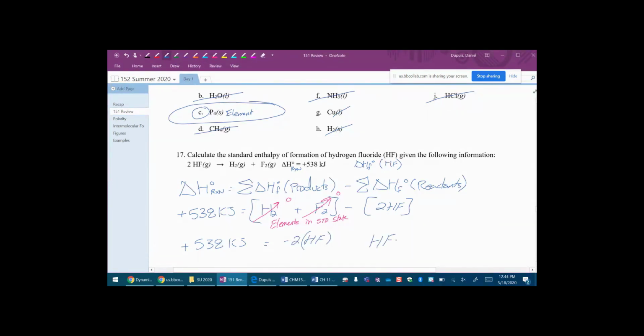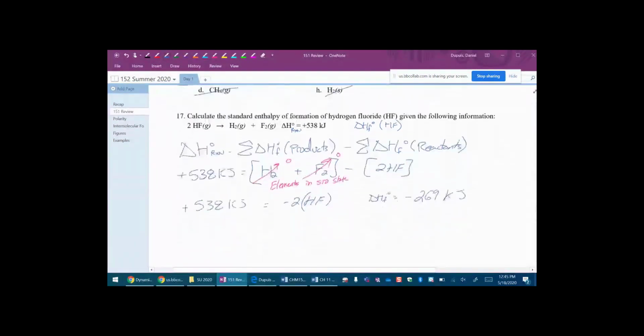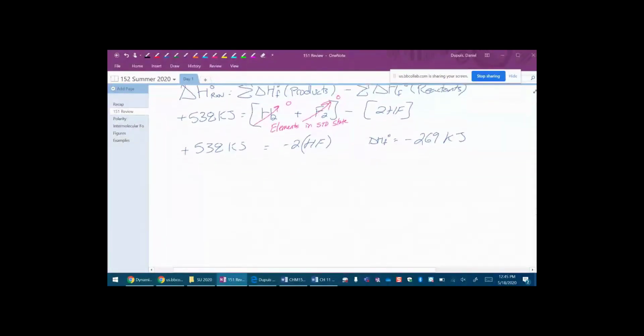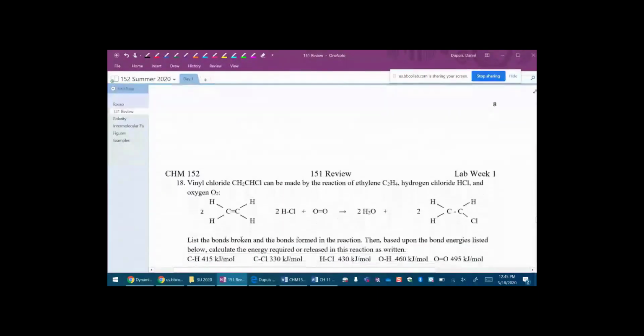So HF happens to be, well, the delta H for HF. What is that? Negative 269. And there we go. All right, we're doing pretty good on time here. I want to get done soon. So it's negative 269 is what I got. Again, ask questions if you have questions.